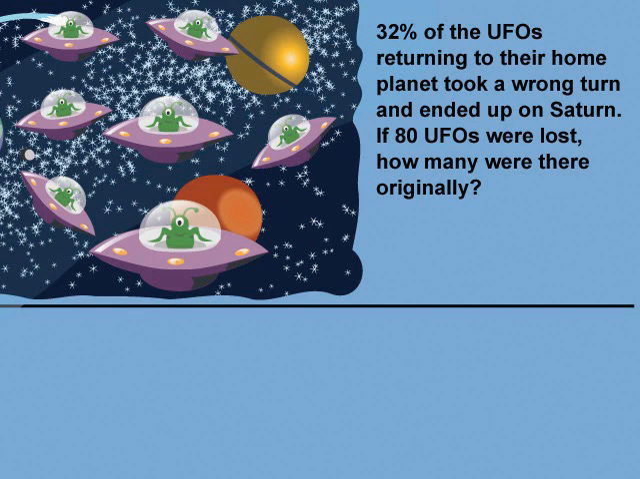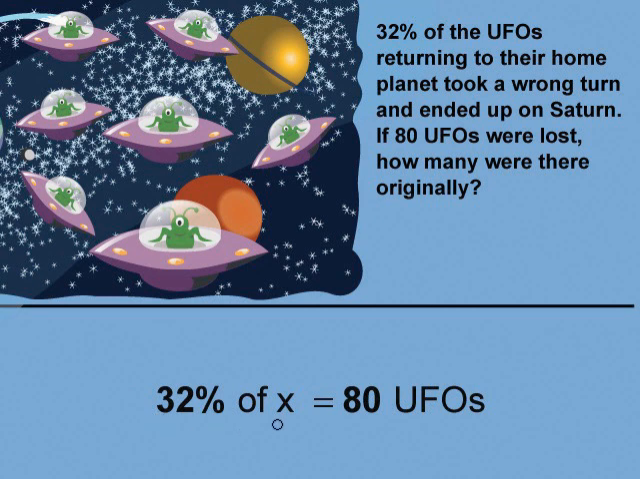32% of the UFOs returning to their home planet took a wrong turn and ended up on Saturn. If 80 UFOs were lost, how many were there originally? In this scenario, 80 UFOs have gone astray and represent 32% of a much larger group, which we can label x. This gives rise to this equation. 32% of x equals the 80 UFOs. Rewrite the percent as a decimal and solve the equation.